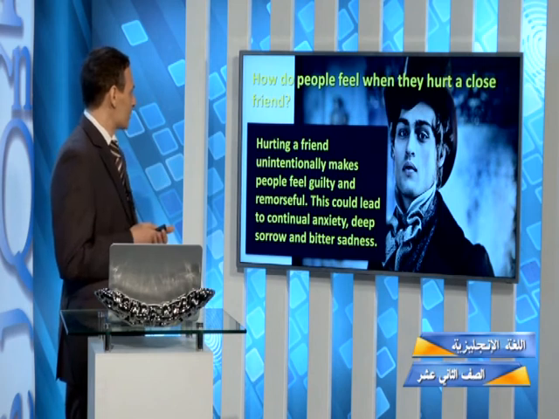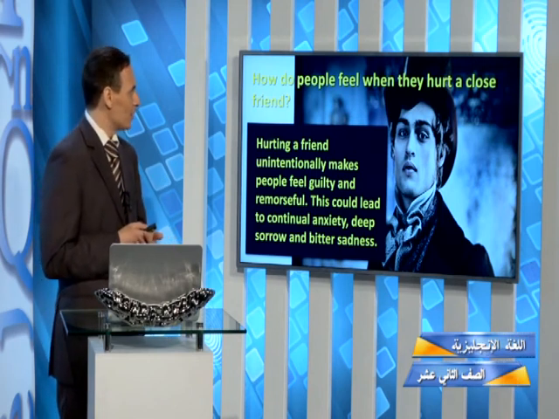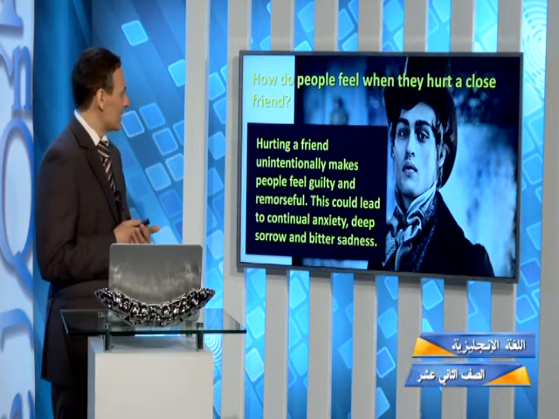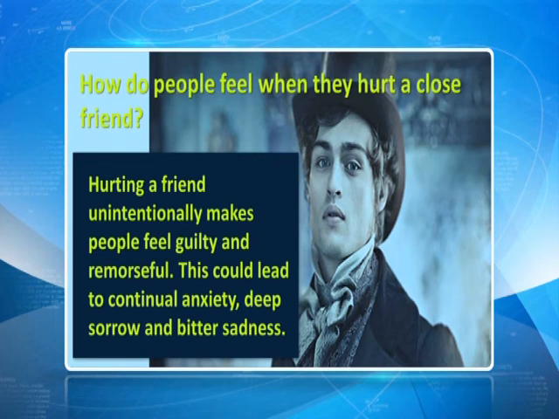So for example, here is the first question. How do people feel when they hurt a close friend? Okay? So hurting a friend unintentionally makes people feel guilty and remorseful. This could lead to continual anxiety, deep sorrow, and bitter sadness. So people who intentionally or unintentionally distance themselves from old friends, like what happened to Pip and Joe, would feel guilty, remorseful, reproachful, and also anxious, and they feel sorry and very unhappy in their lives.